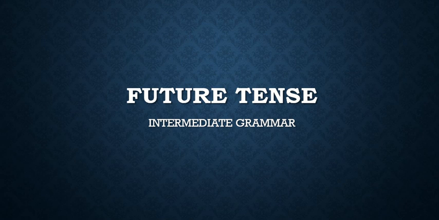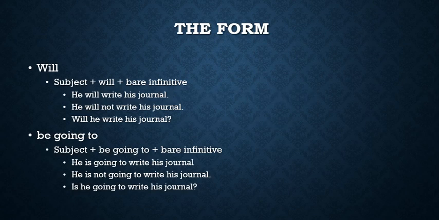Okay, now we are going to discuss the future tense and some subtopics related to this tense. Now let's get started. We will discuss the form first, especially the two most common forms in the future tense, by using will and be going to. In will, we have subject, will, and bare infinitive.